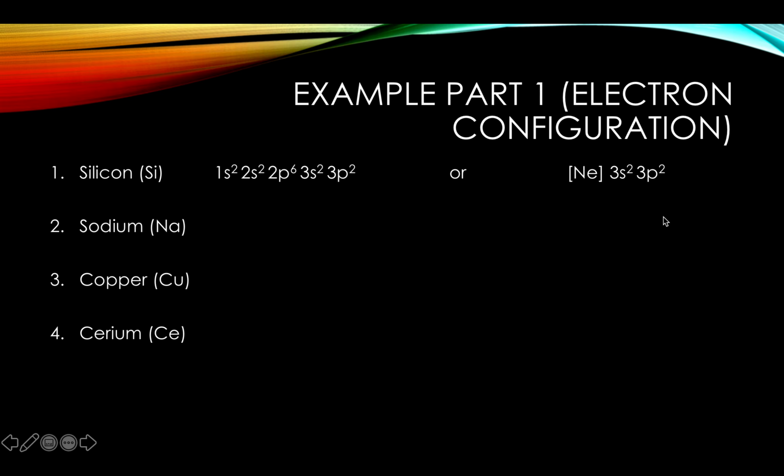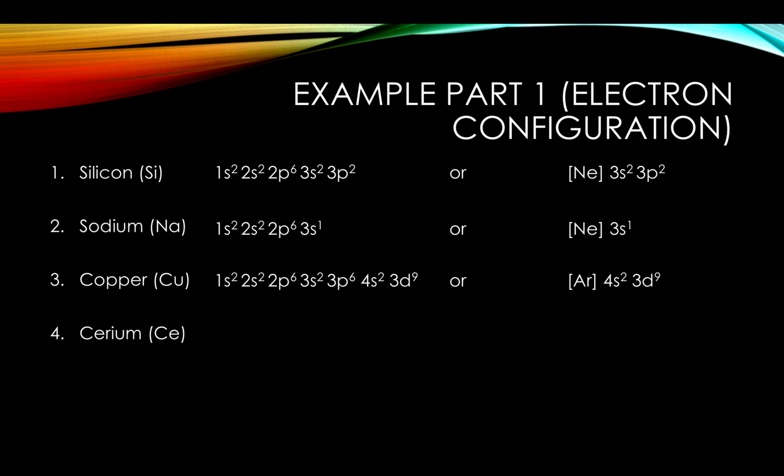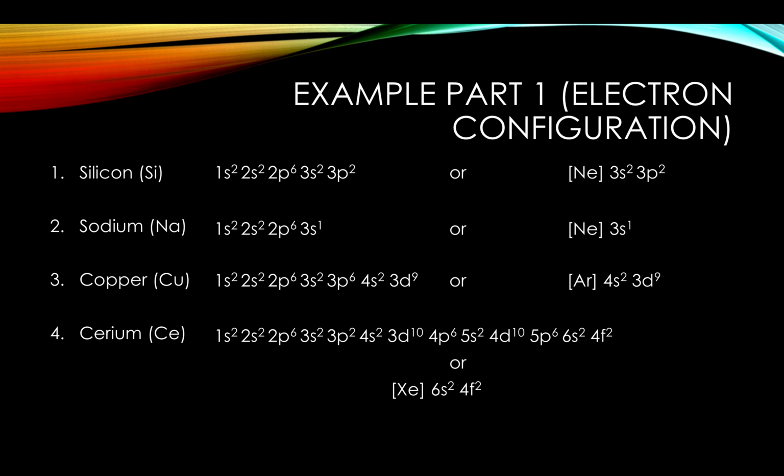For sodium, we have 1s2, 2s2, 2p6, 3s1, and the shortcut is Ne 3s1. All these examples can be shown in the periodic table, so please make sure that you understand how to use the periodic table while you're solving the problem. So copper is this, which contains a d orbital, and cerium, this is the f orbital, so honors class, please do focus on this and have some practice.